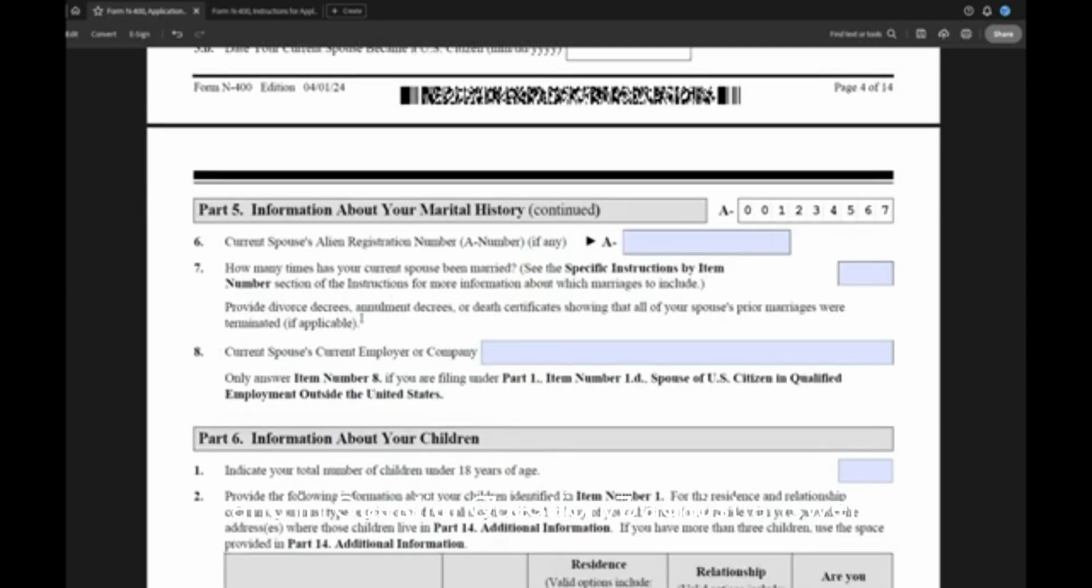And in question 7, again, you must answer how many times has your spouse been married. And if your spouse has been married more than once, you would need to also provide proof of all their prior marriages.